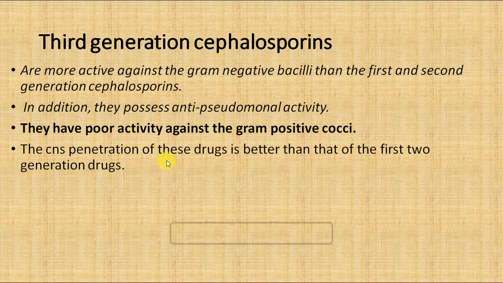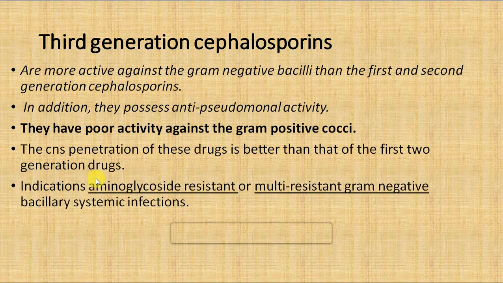The CNS penetration of these drugs is better than that of the first two generation drugs, meaning they can cross the blood brain barrier, that's why we can use them in brain infections like meningitis. So indications are aminoglycoside resistant or multi-resistant gram-negative bacillary infections.